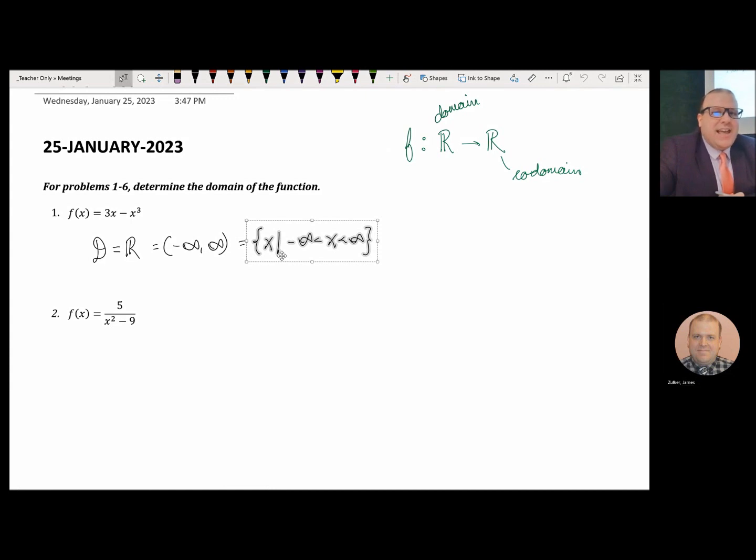So that is read, the set of all x such that negative infinity is less than x is less than infinity. This tells you the variable of the set, which is x, and that's the rule of the set. That represents "such that." There are actually several shorthand notations for "such that."